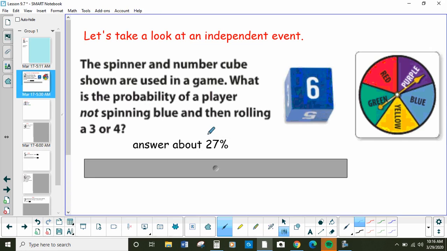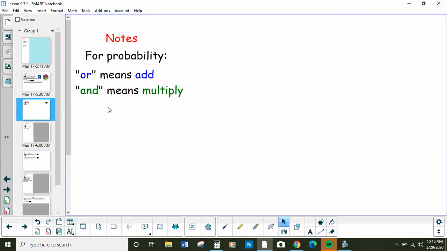All right, let's go ahead and move on to our next problem now. And of course, if anything I say on these lessons doesn't make sense, pause the video, try the problem again. Once you get it right, then you move on. So, next problem. We're going to make sure that we note this down, that in a math class, if we're talking about probability, or means to add those two probabilities together, and means to multiply.